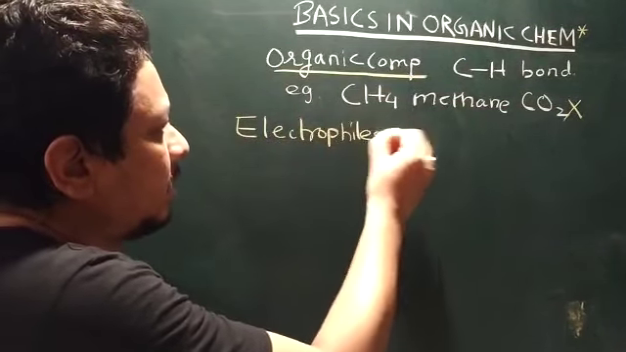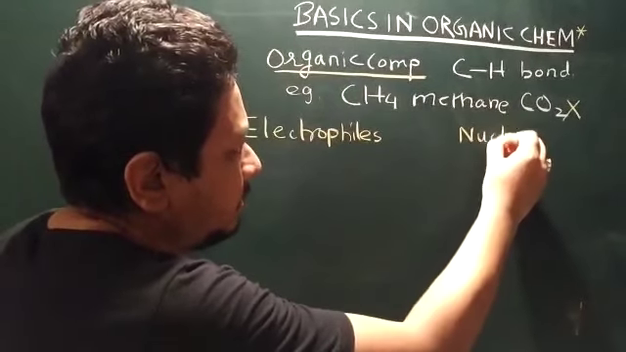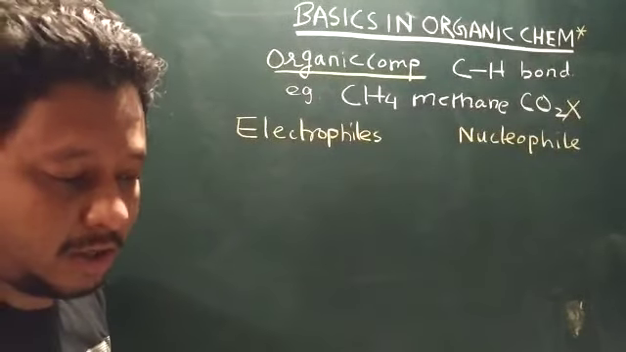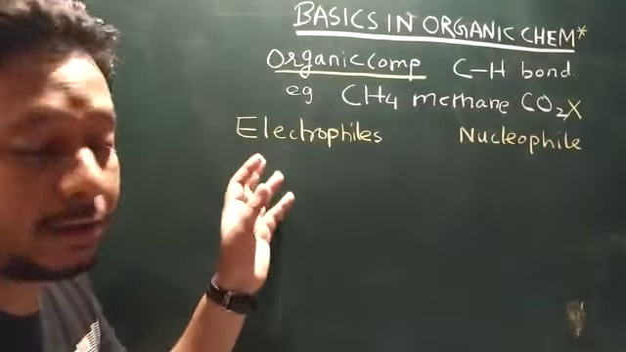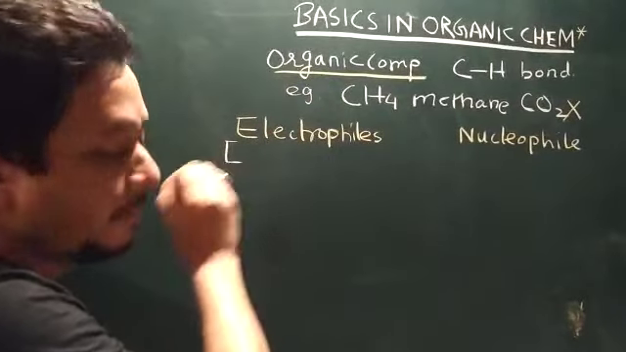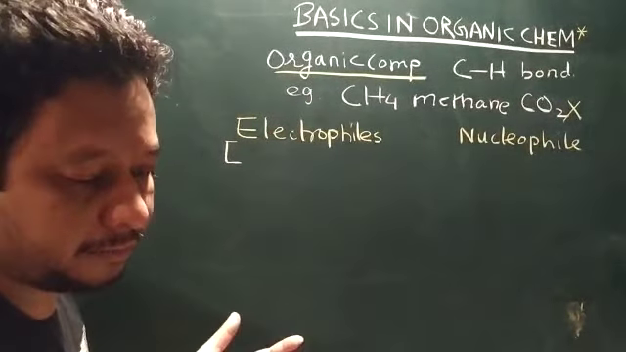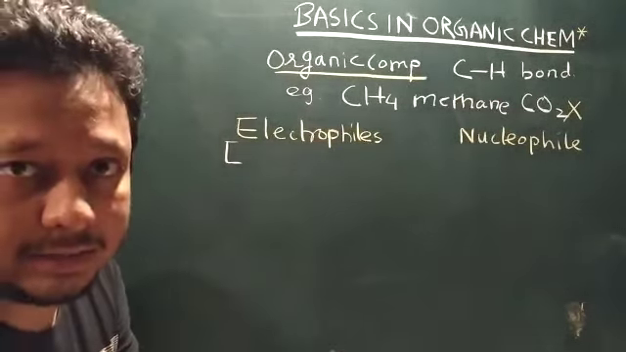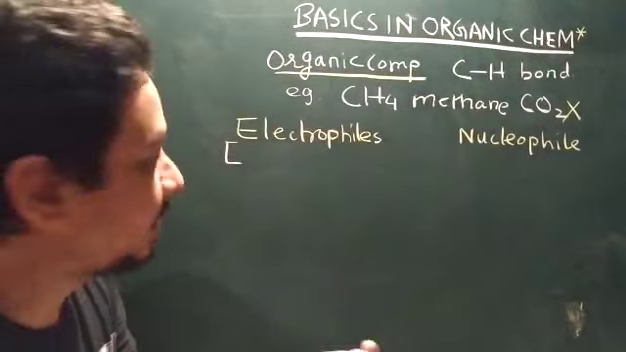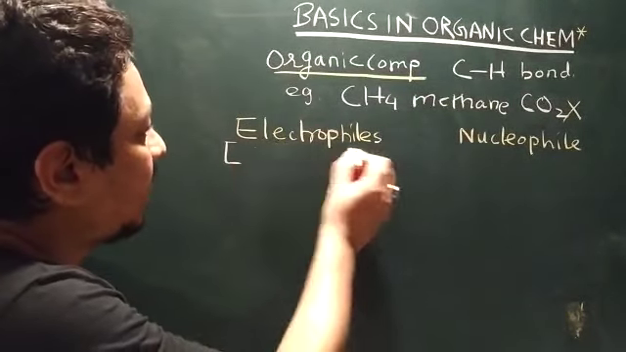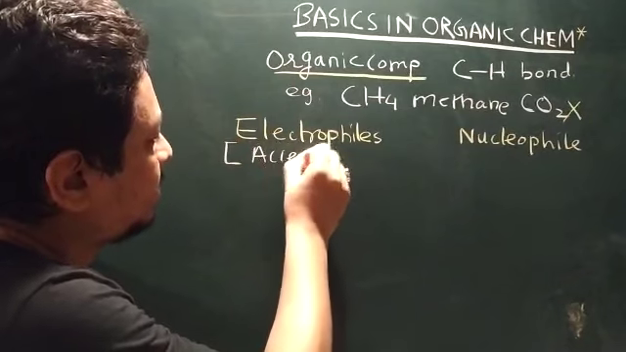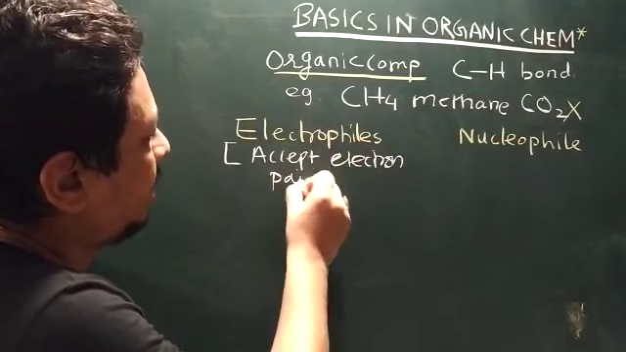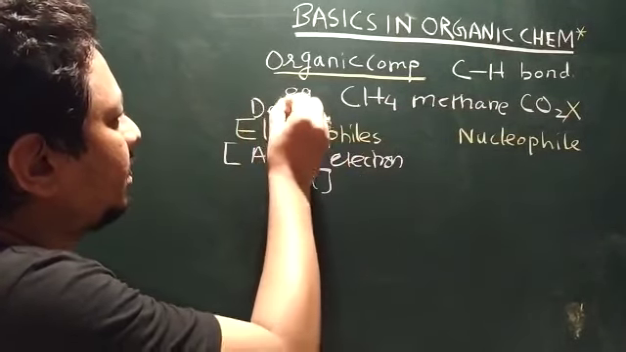and what nucleophiles are. This is a very important basic in organic chemistry. Electrophiles are electron deficient species, so they can accept the electron pair. Because they are deficient, they cannot donate the electron pair. They are the ones which accept the electron pair, and when they accept, they must be deficient.